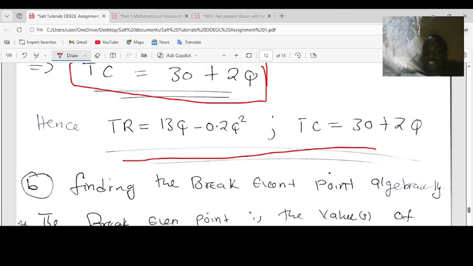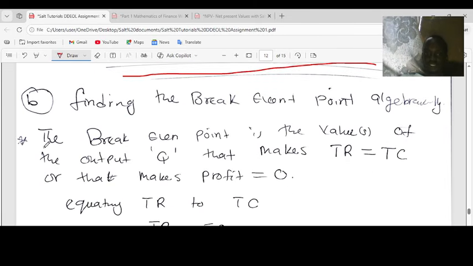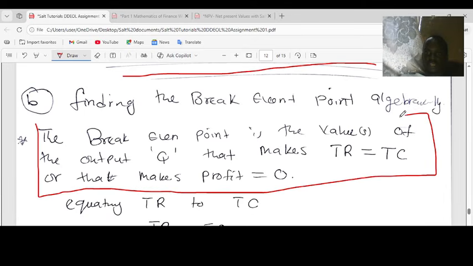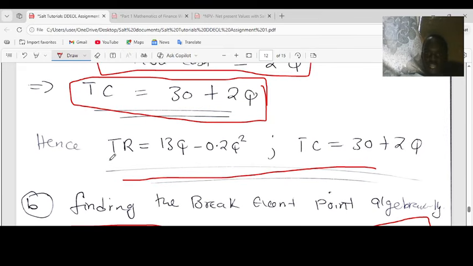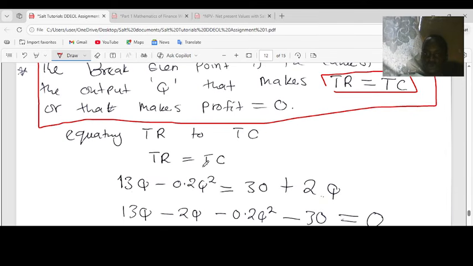And B says find the break-even point. What is the break-even point? The break-even point is the value or values of Q that make total revenue equal to total cost. In short, solve for Q when TR is equal to TC. From the expressions you found, TR is this and TC is this. Equate the two and solve for Q.